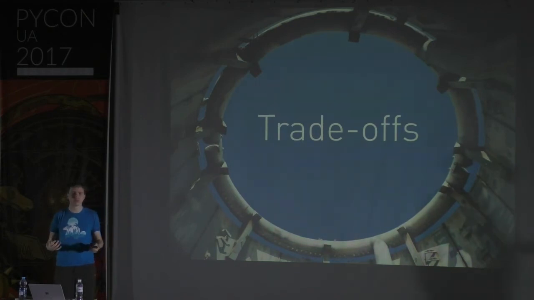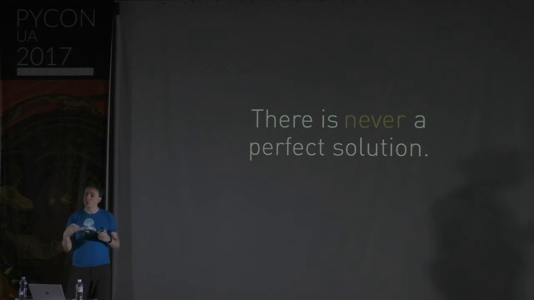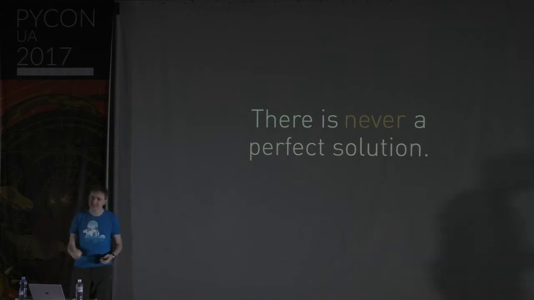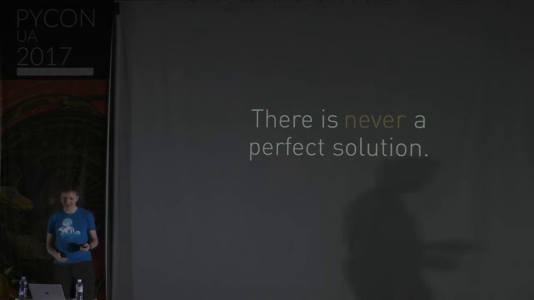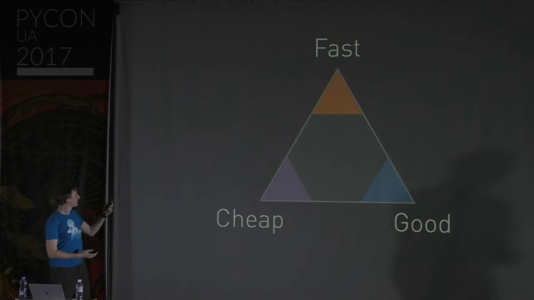So one of the things you get with distributed systems is that there is never a perfect solution. There is no possible way you can have all the things you want and no downsides. If any software claims to give you a perfect solution, don't trust them. They are lying to you. My favorite example of this is the product triangle. Fast, cheap, and good. You can have any two. If you have all three, it's impossible.